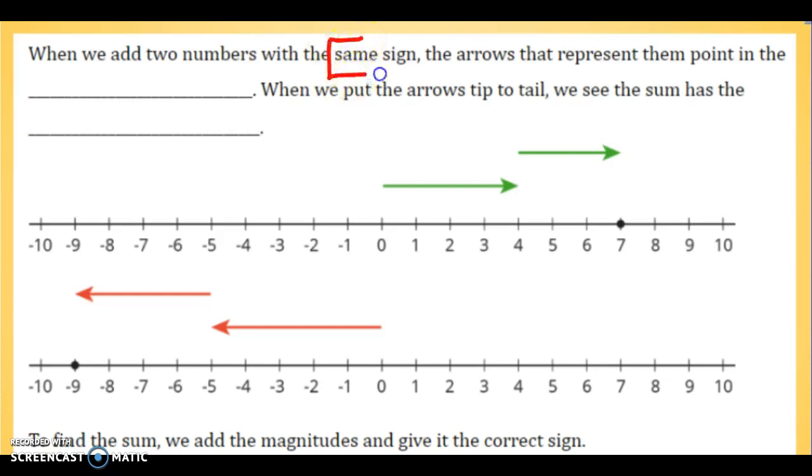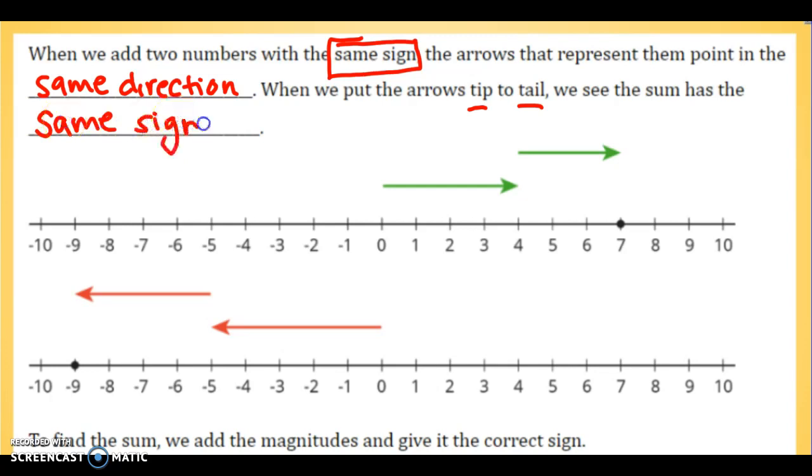and I want you to box on your paper with the same sign. When we do this, the arrows that represent them point in the same direction. They have the same sign, so the arrows are moving in the same direction. So if we put the arrows tip to tail, we see the sum has the same sign. So we're going to see that in action a little bit here.